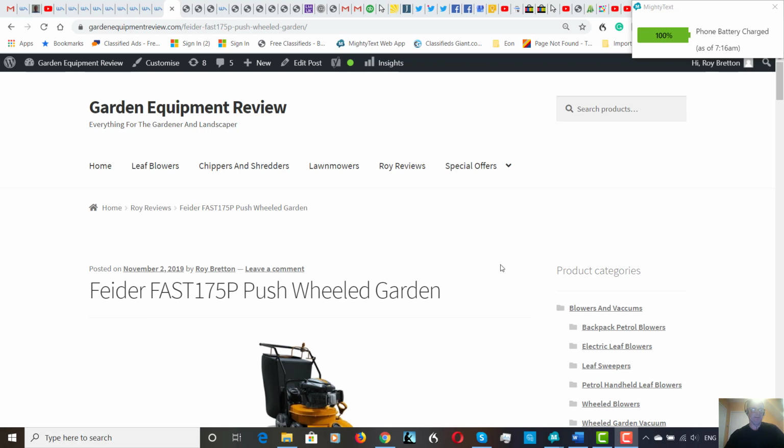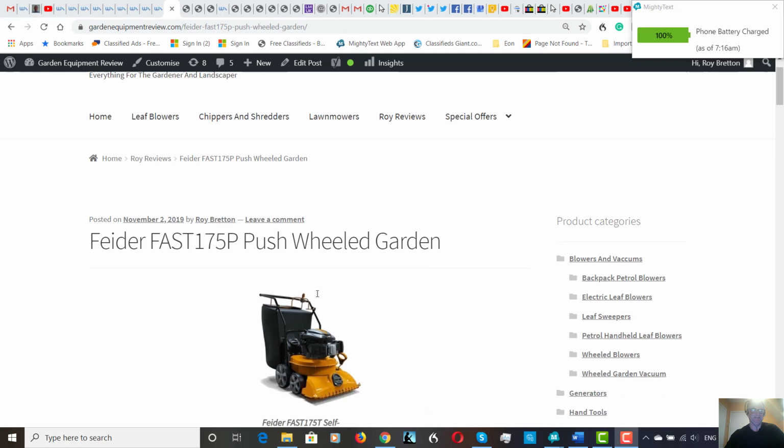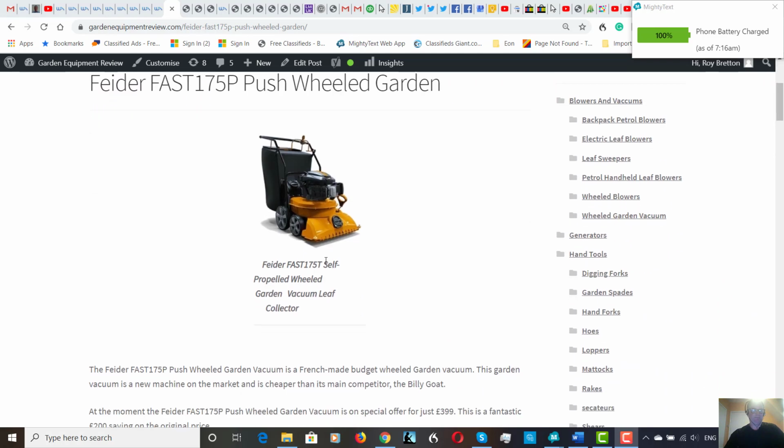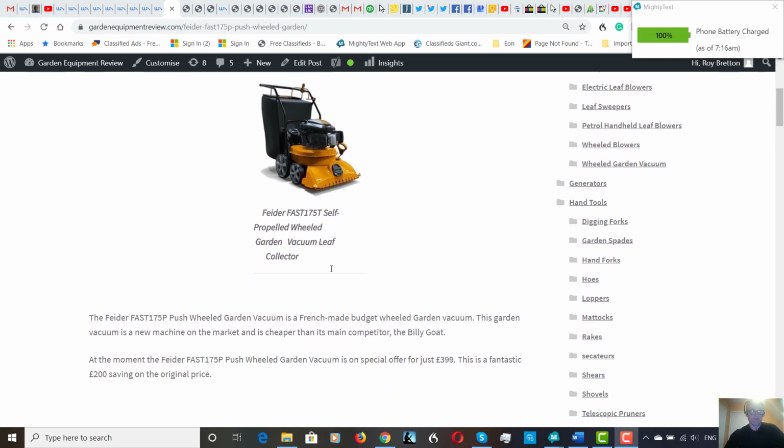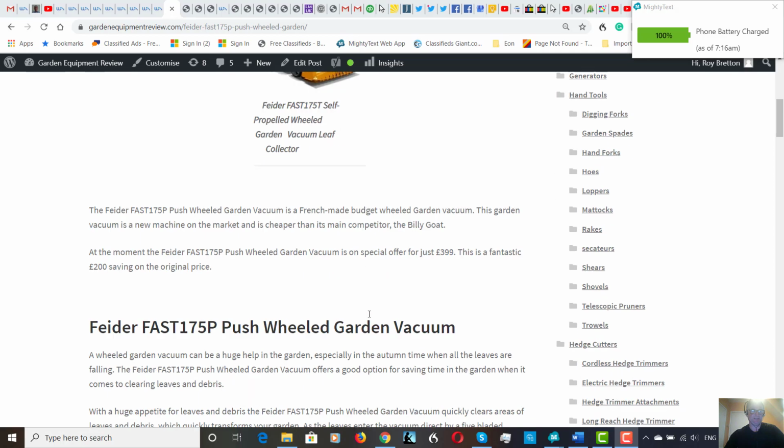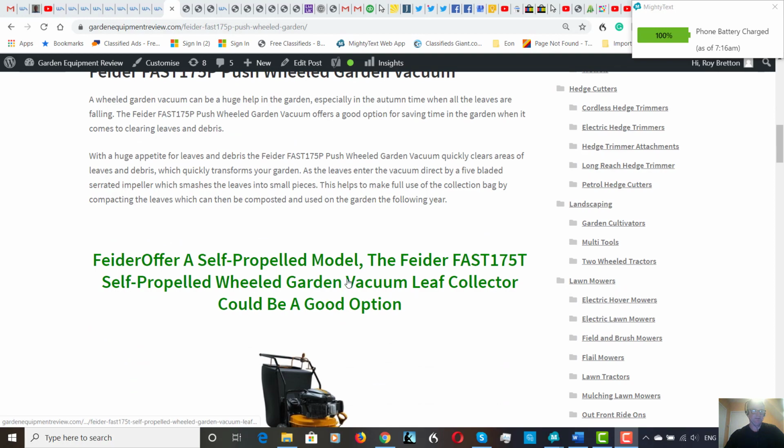Today we're talking about the Feider, I'm not sure if I'm saying that right, but that's how I'm pronouncing it, Feider FAST175P push wheeled garden vacuum. This is a budget machine, it sells for just £399, and there is a self-propelled one, which I think is a couple of hundred pounds more if you don't want to push it.